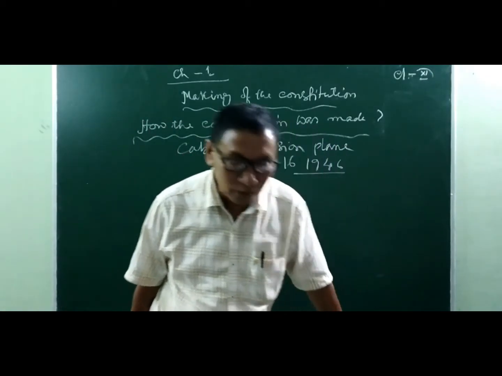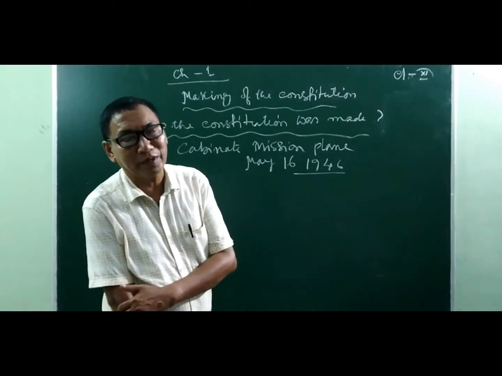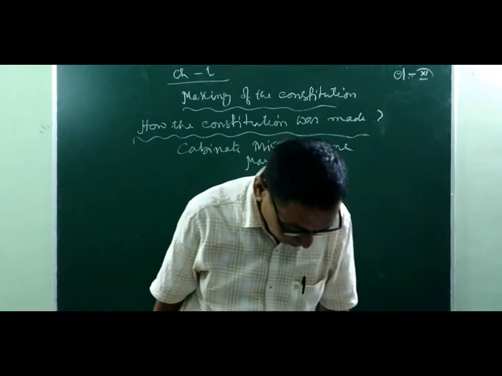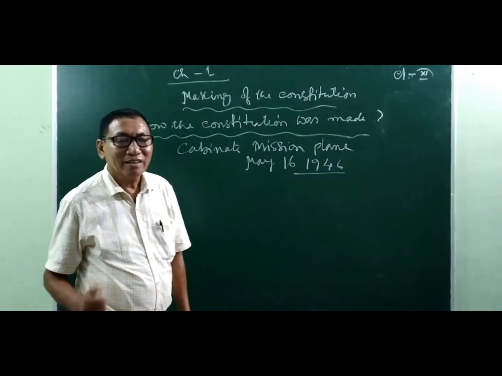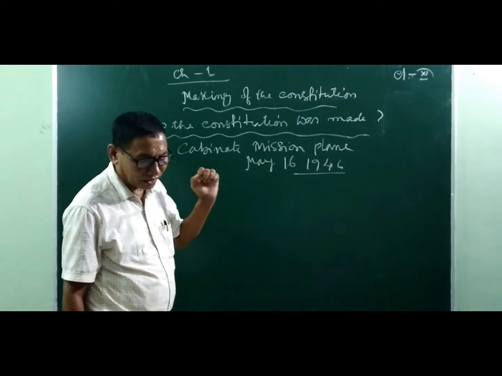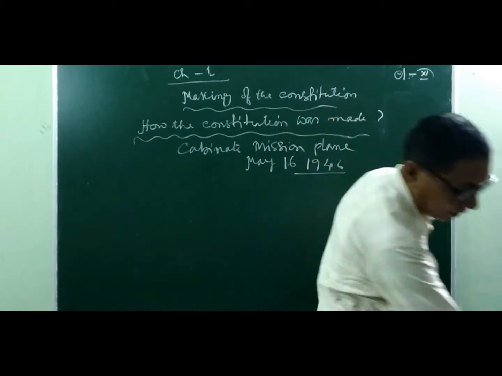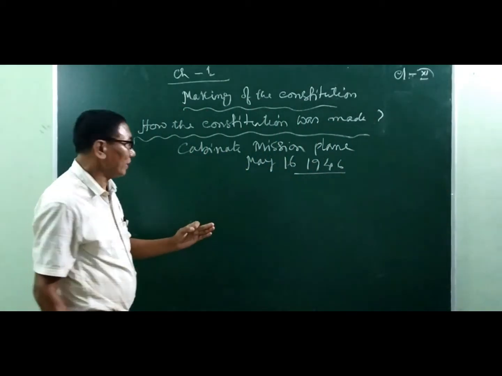So that is why the Cabinet Mission Plan made the Constituent Assembly in 1946. In the month of December, they had the first meeting of the Constituent Assembly. Now, the question comes again: how was the Constituent Assembly made?